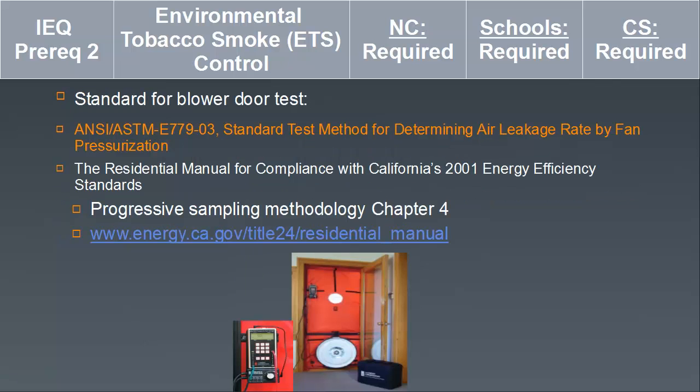The standard for the blower door test criteria is ANSI ASTM, standard test method for determining air leakage rate by fan pressurization. For residential, there's a manual for compliance with California's 2001 energy efficiency standards. California Code has really upped the ante in their building requirements. You want to look at Progressive Sampling Methodology, Chapter 4. Resources can be found on the following link. The image shows a blower door test going on and the equipment required. Check with your local contractors to see who will perform these type of procedures before you hire them.